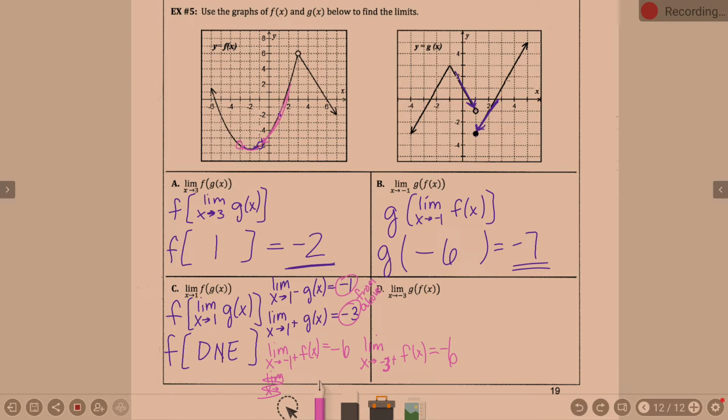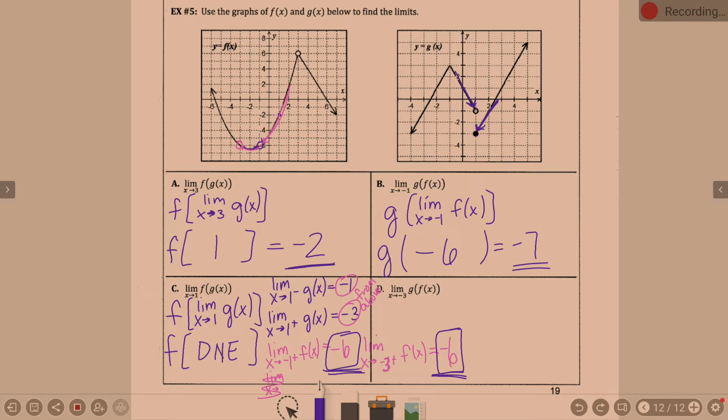Again, this is a unique function composition problem. Because these match, it's -6. If they didn't match, then we'd stick with does not exist. But because they matched, my answer is -6.